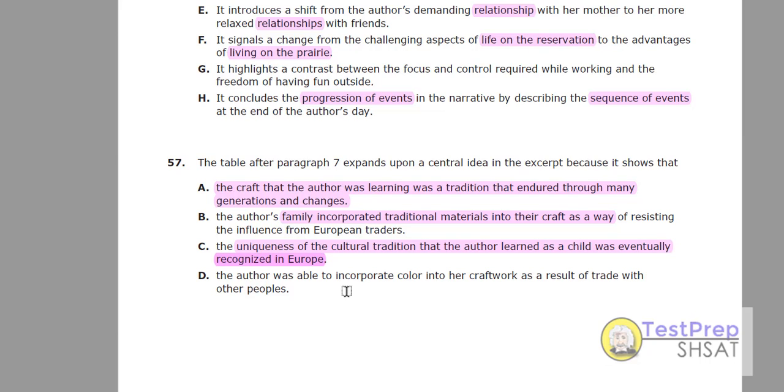C is wrong. D, the author was able to incorporate color into her craft work as a result of trade with other people. Well, even if that were true, technically, I would have to go back and check the table again. That is not the main idea of the table. A is the correct answer for 57.